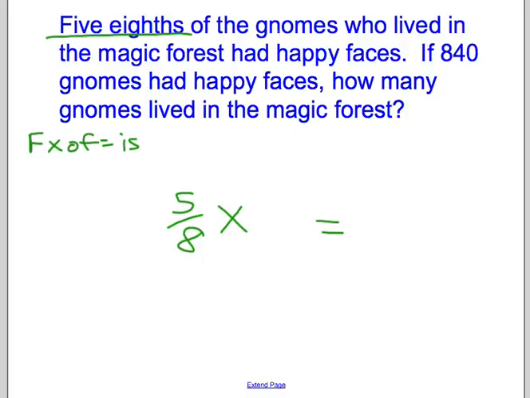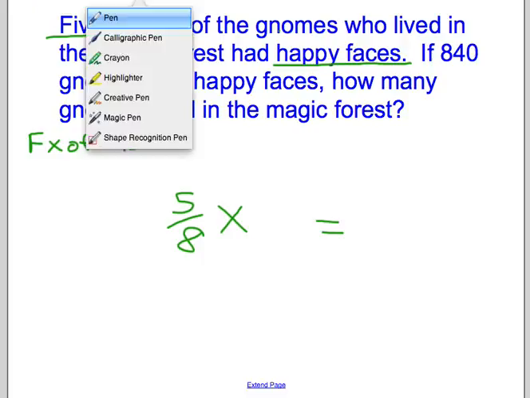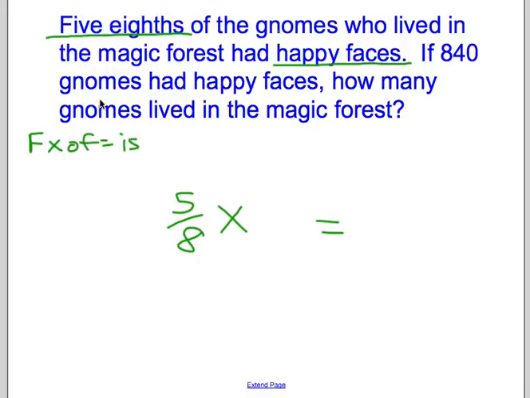The gnomes that had happy faces. I used to have a special pen before I got updated here. Let's see, wouldn't it draw smiley faces? That would draw smiley faces, and stars. Magic pen. The magic pen, that's where that's at. I've been wondering where that's at. Creative pen. Let's see what the creative pen provides for us. Ah, there they are.